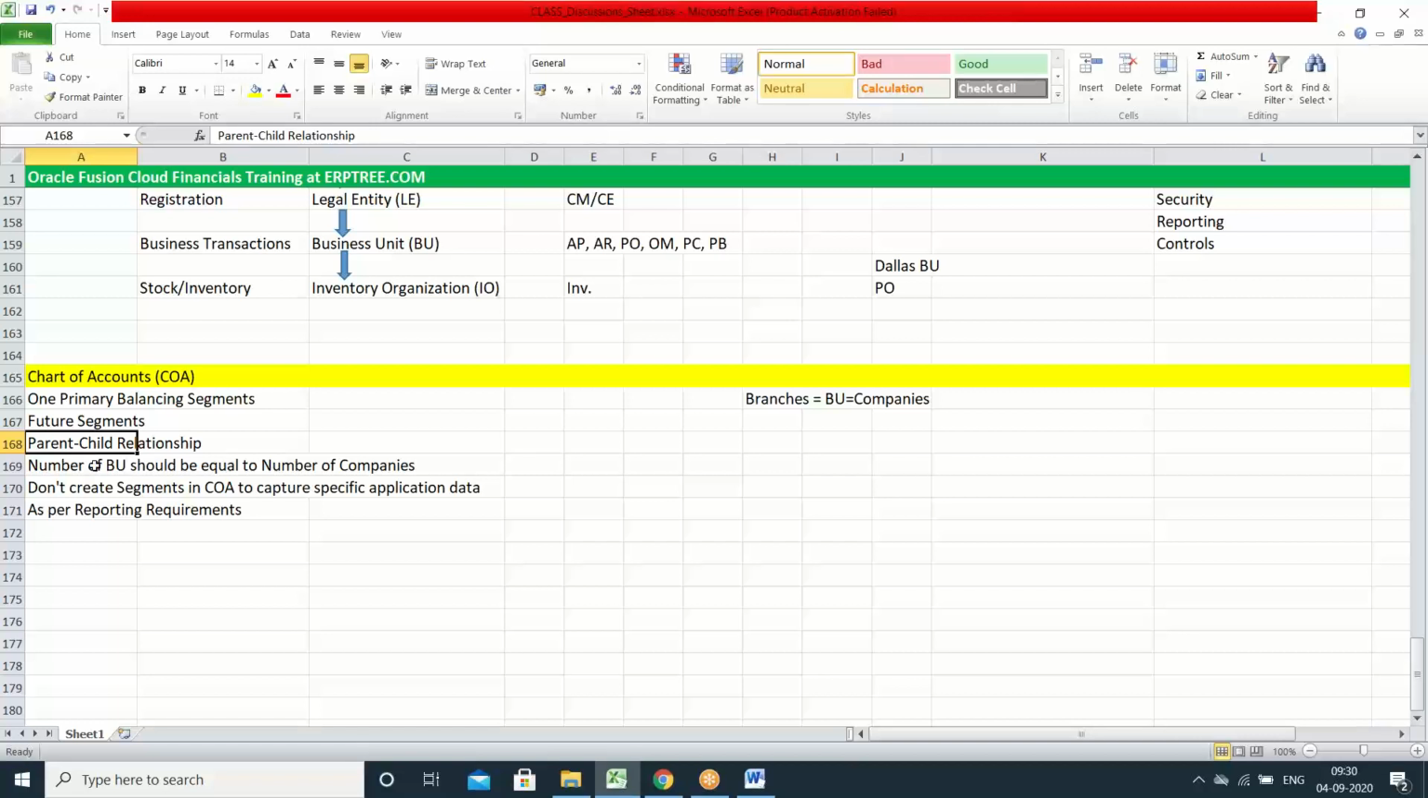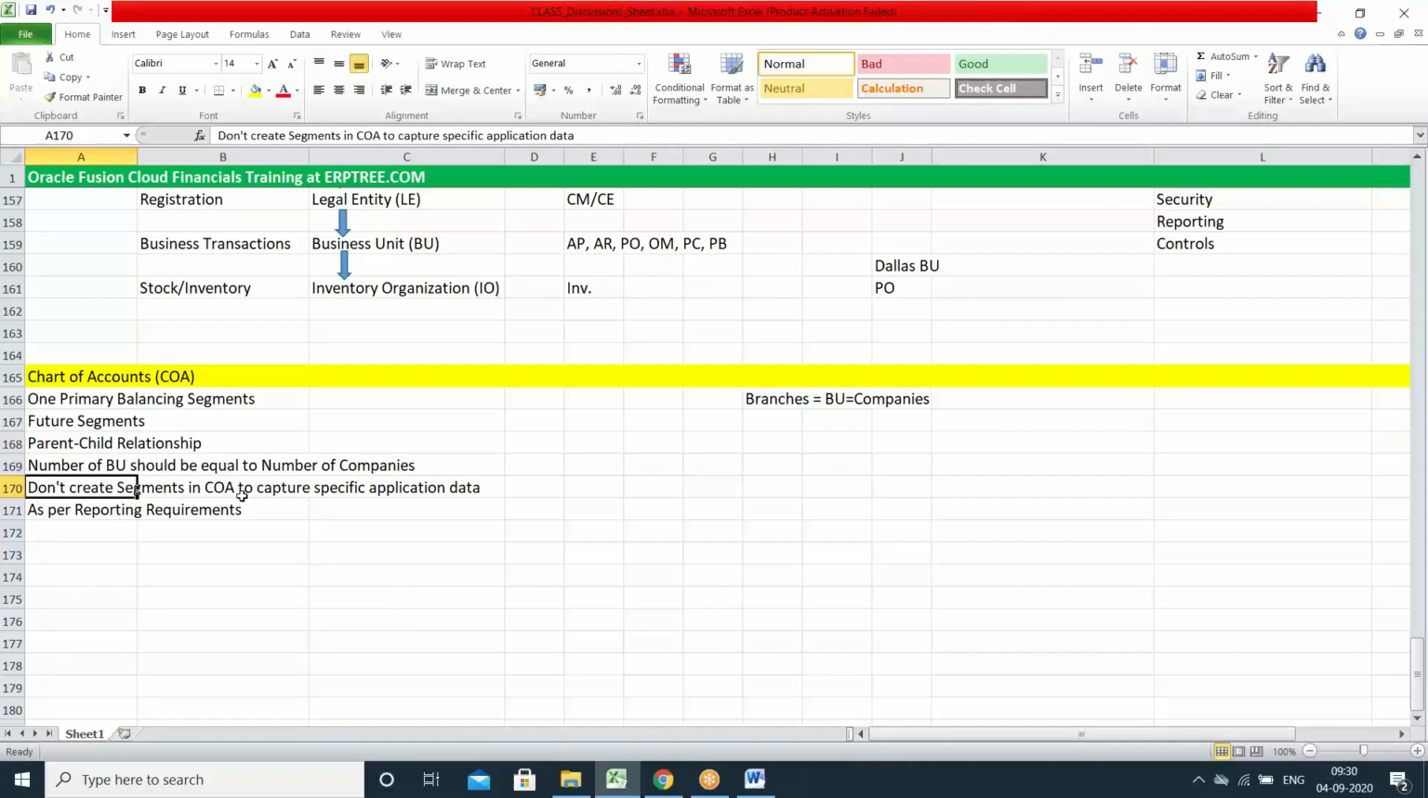The number of business units should be equal to the number of companies. This is the best practice which we have to follow. However many business units we are going to create in the system, for each business unit you have to create a separate company, so that when you are recording the transactions, everything can be managed as smooth transactions. Otherwise there will be challenges.